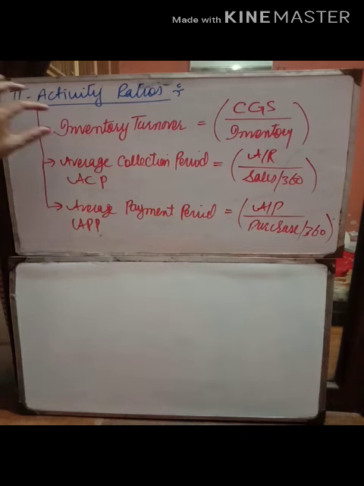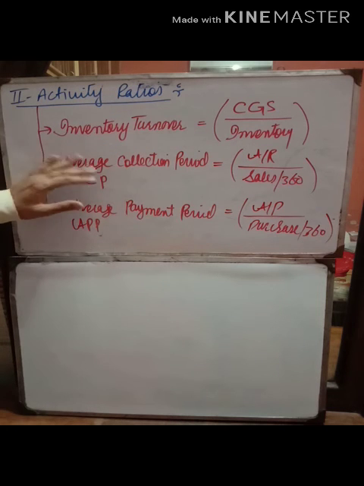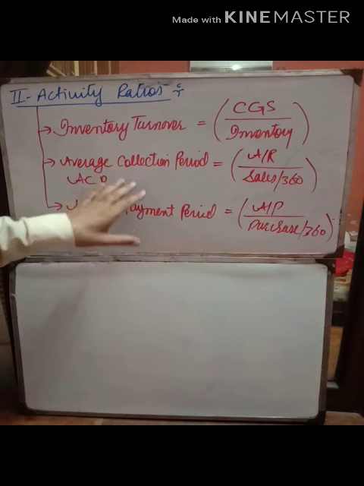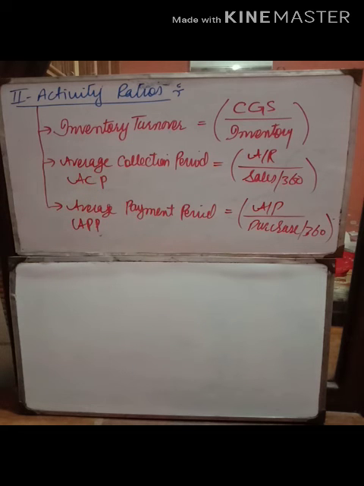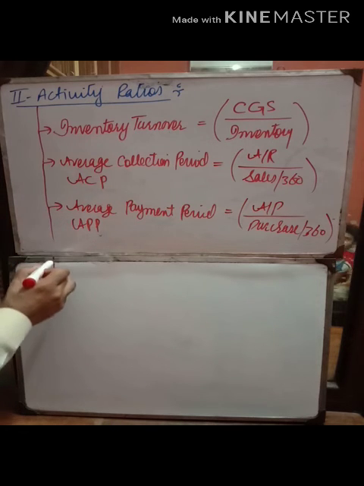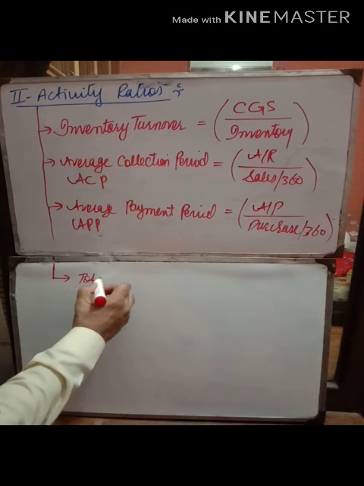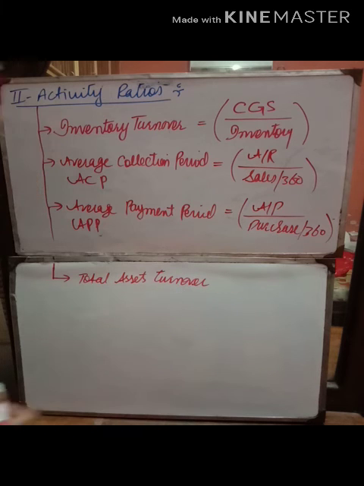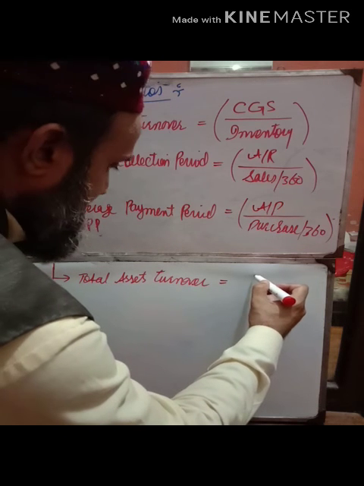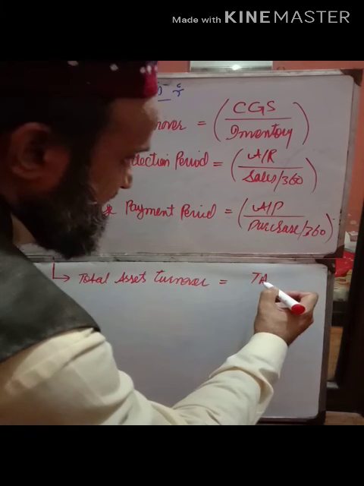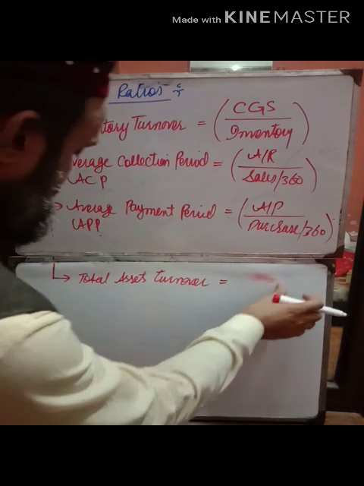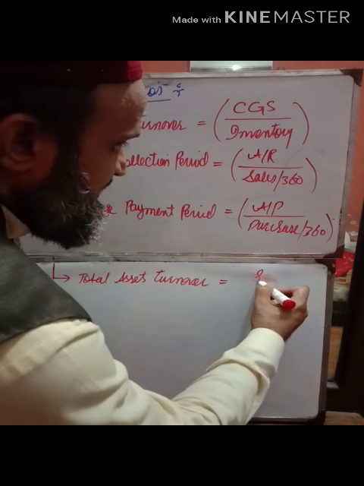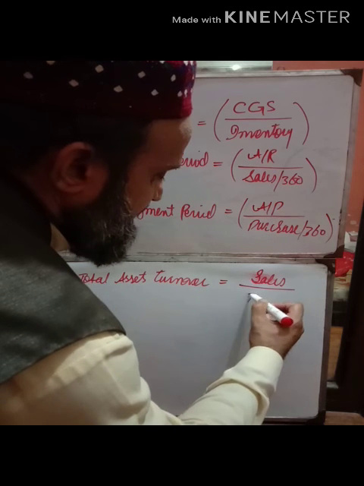The frequency of inventory turnover is in times, but we calculate ACP or APP in terms of days. There may be some other ratios under activity ratios. Total asset turnover can be calculated as sales divided by total assets.